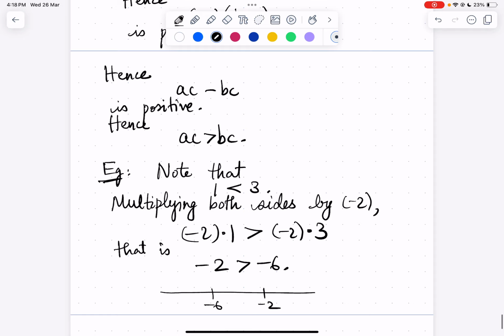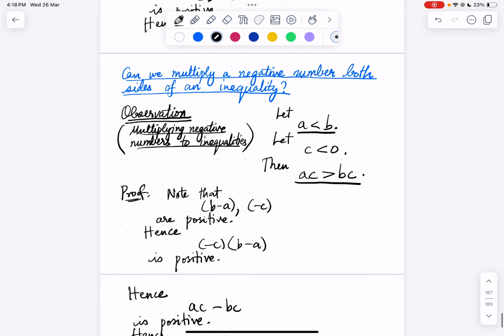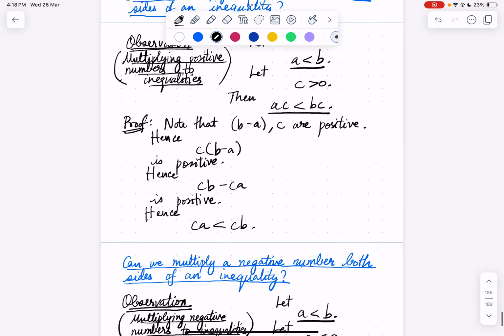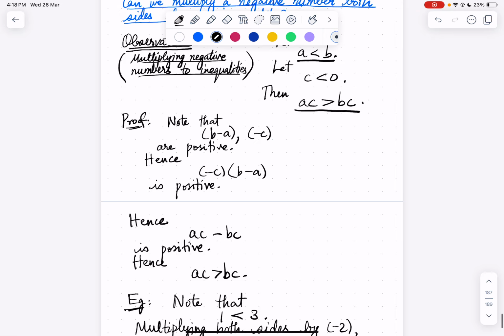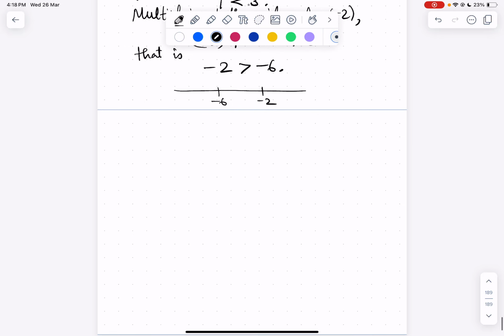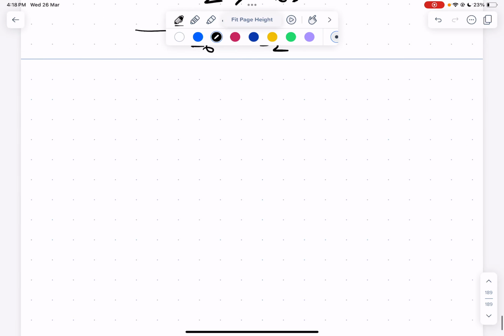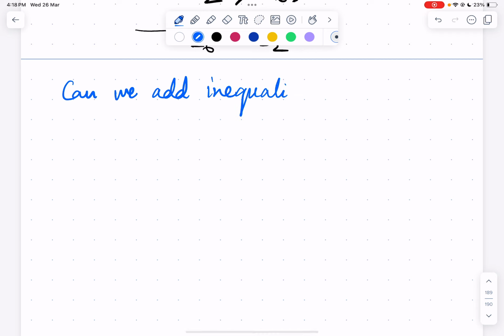Now, so adding numbers to inequalities, multiplying both sides of an inequality by a positive number, multiplying both sides of an inequality by a negative number. Now we can ask another question. Can we add inequalities? If we have two inequalities, can we add them?